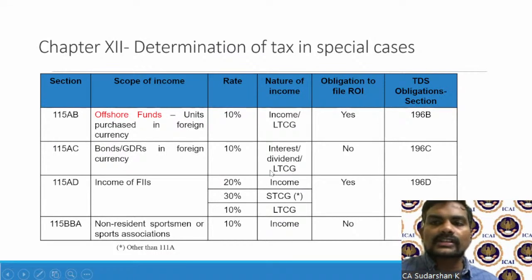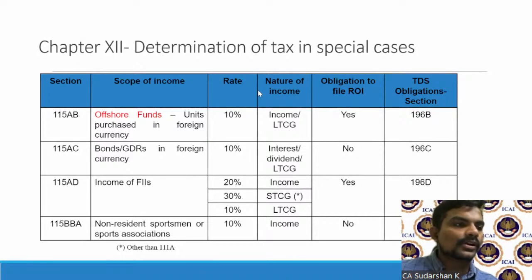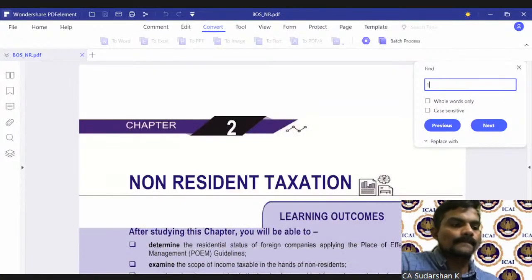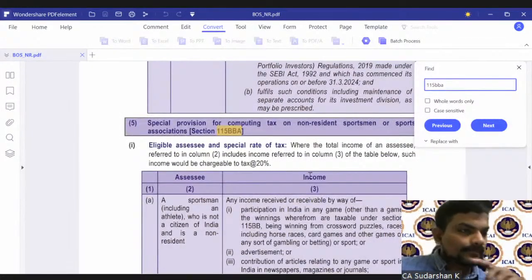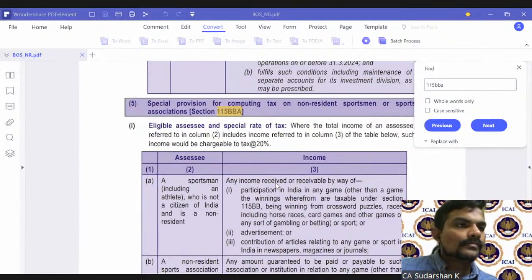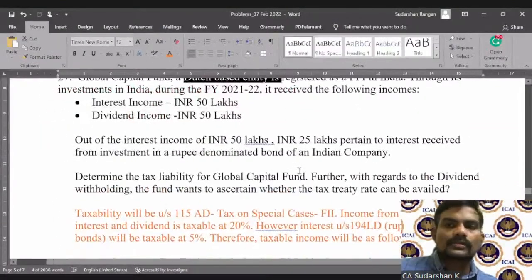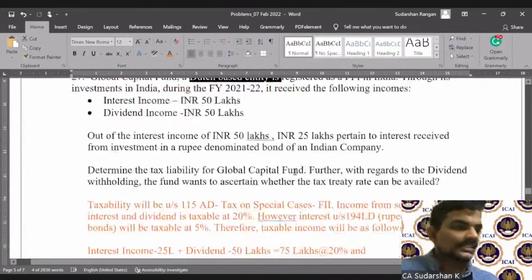And 115AD, as I mentioned, gives the different rates for different kinds of incomes. Now, with this, I'll move to the last determination of tax in special cases. Again, it has become very relevant, 115BBA, non-resident sportsmen or sports associations. What I would do is let's go back to the problem notes, so you understand the situation, the question, then you'll be able to appreciate it better.